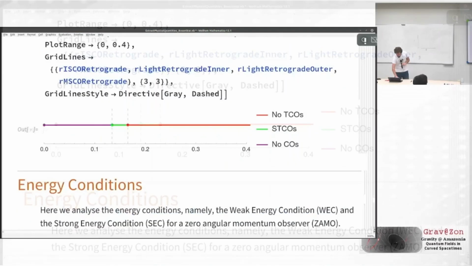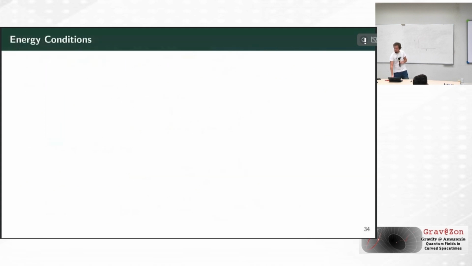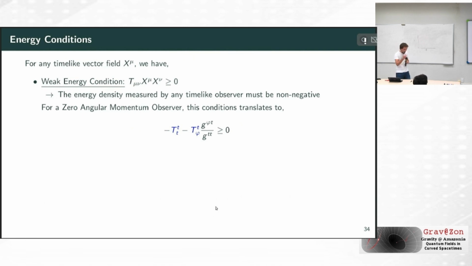But okay, the last thing that I just want to talk about in the last minutes is the energy conditions. You can also look, for example, at the weak energy condition. Basically, what we did in this case was, obviously, you cannot verify all the possible observers, so you can choose one and try to see if there is some violation or not. So in the case of a zero angular momentum observer, you have to check if this quantity is always positive.